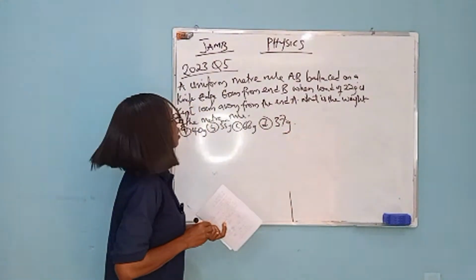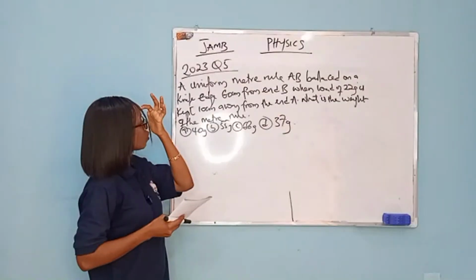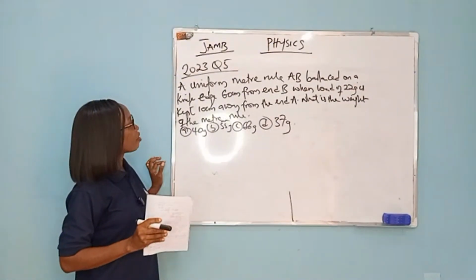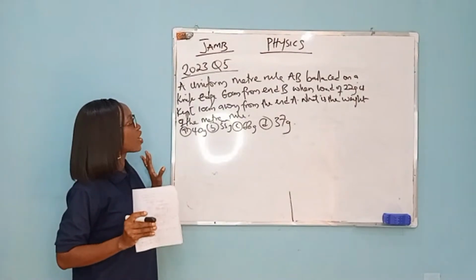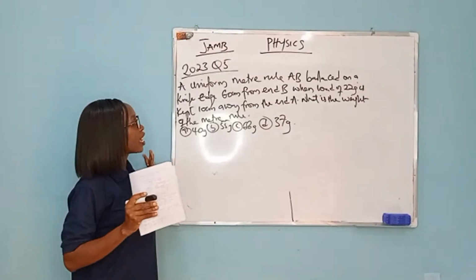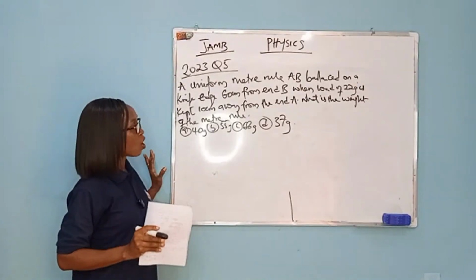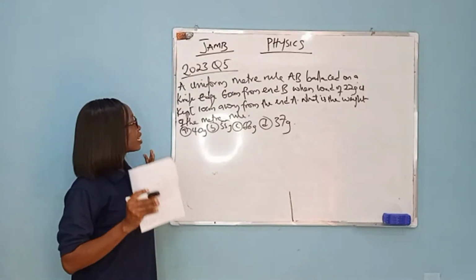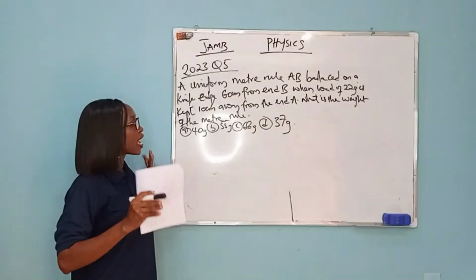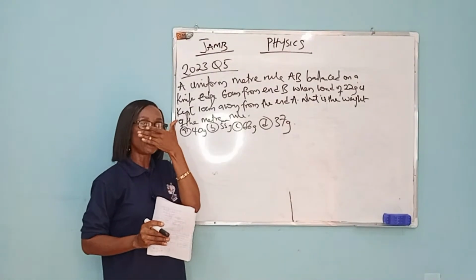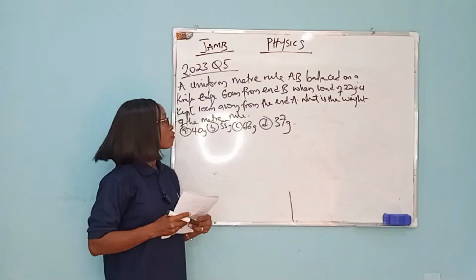Okay. Now the question for this year, 2023, question 5. A uniform meter rule AB balanced on a knife edge 60 centimeter from end B, when a load of 22 grams is kept 10 cm away from the end A. What is the weight of the meter rule?